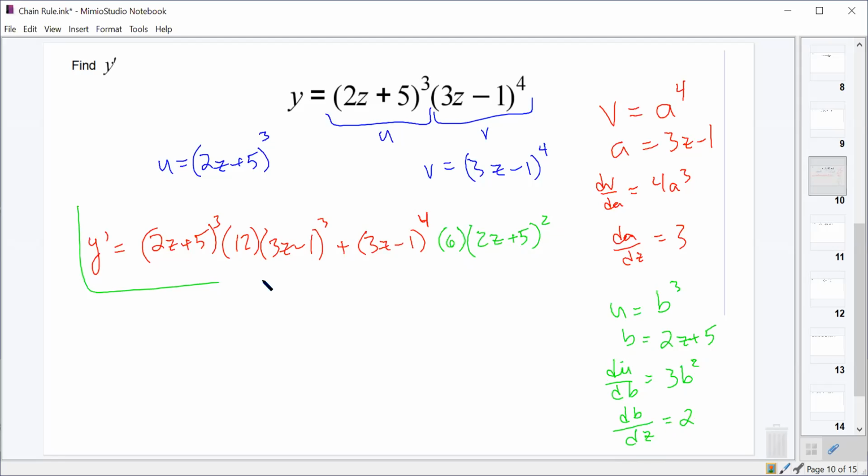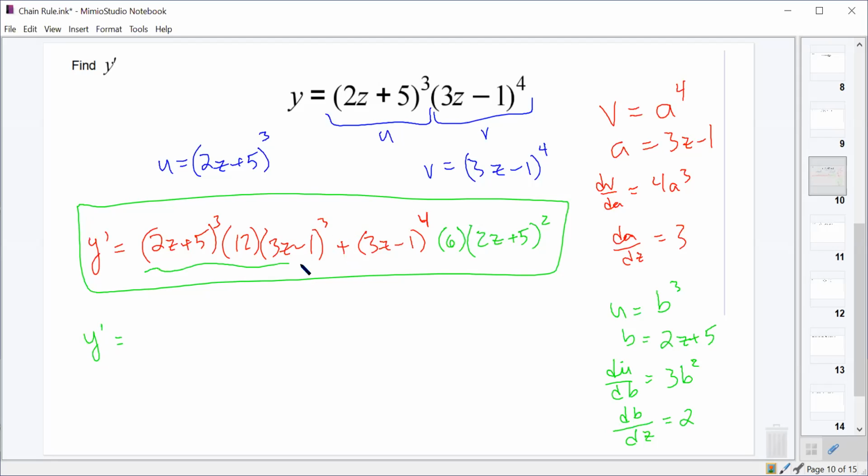Cool. This answer right here is perfectly good. There's no issue with that answer. But what if I ask you, when does our derivative equal 0? Well, having this plus sign in the middle there complicates figuring out when this equals 0. So what we want to do is factor it out, look for common terms. So first, let's look at the constants.